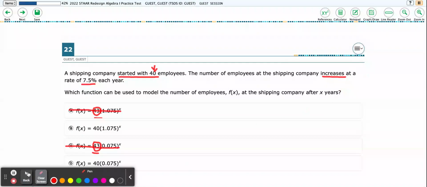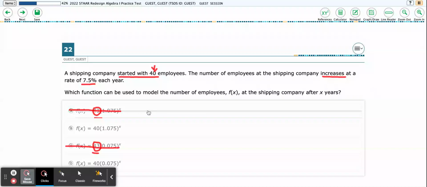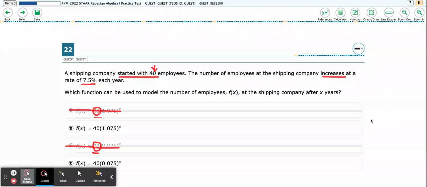So let me go over here to use our Cambium tools. I'm going to go over to my three lines, click on that, use my strike through tool, and click A and click C so that they're eliminated. Then I go back over here and click on it again to turn it off. So now I've got just B and D to pay attention to.